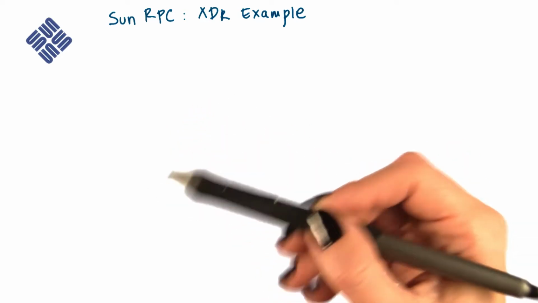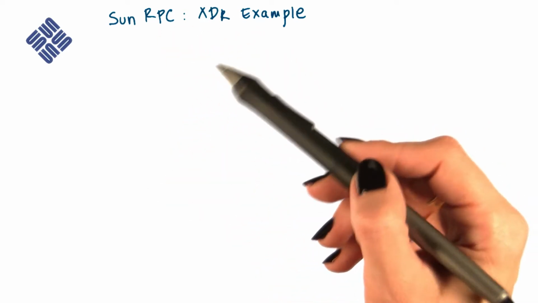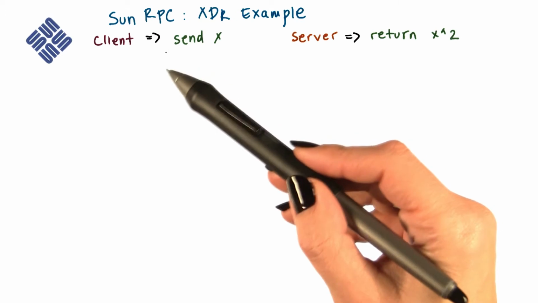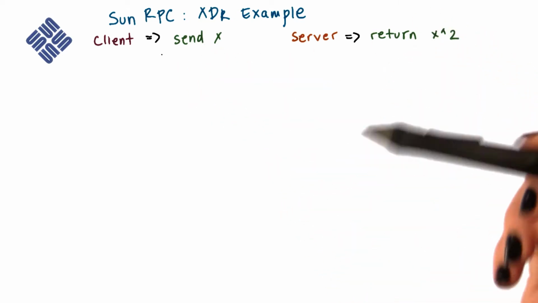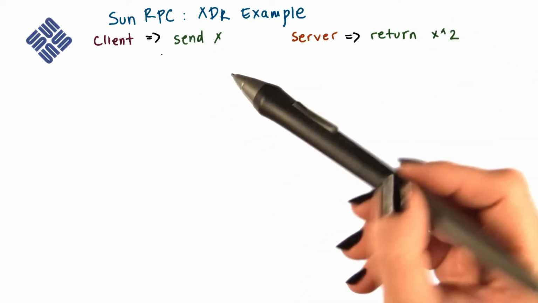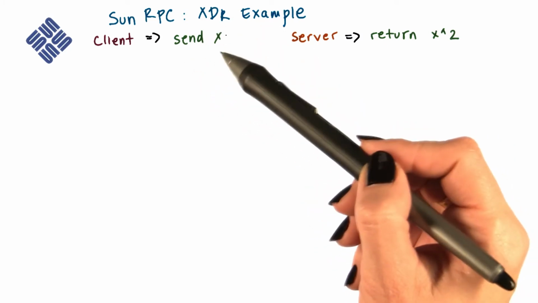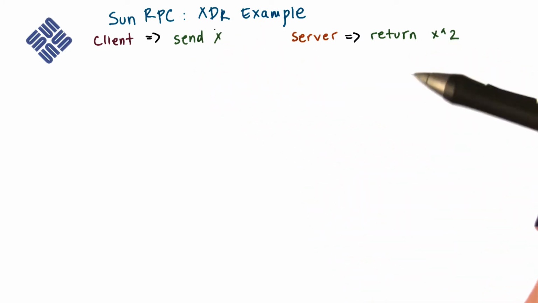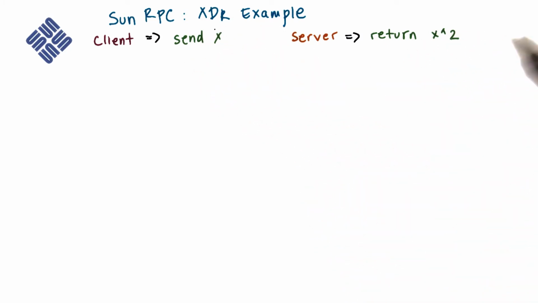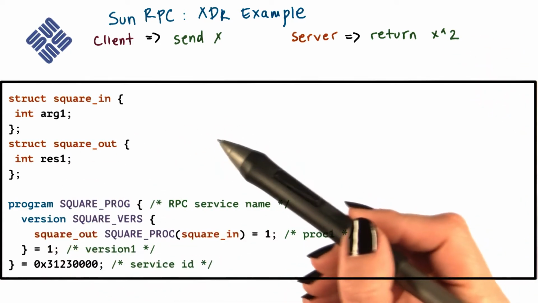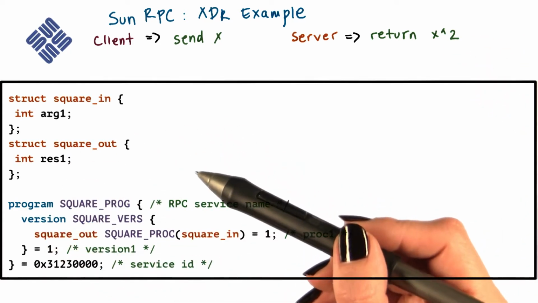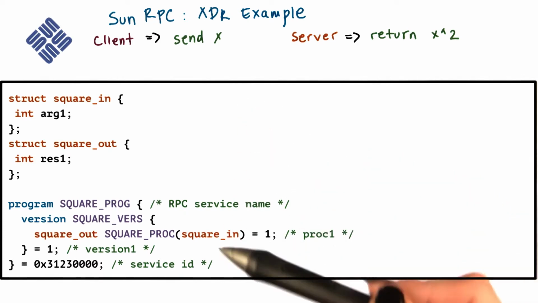We'll now take a look at the various components of SunRPC using an example. The client, again, will be contacting a server that can perform calculations, except this time the client will pass a single argument x, for which it will want the server to compute the squared value x squared. Here is the .x file for this example, with which the server specifies its interface.